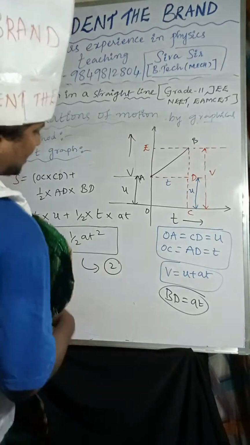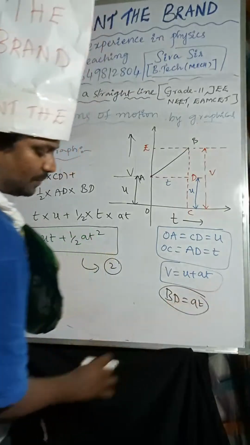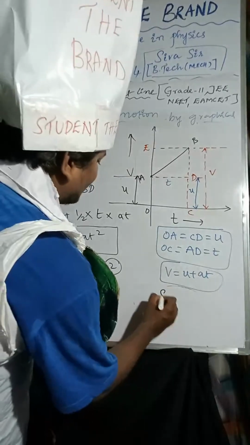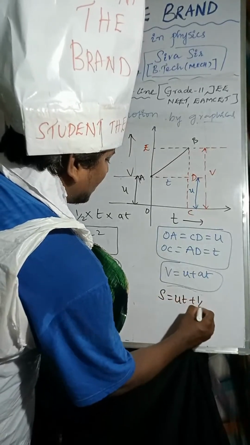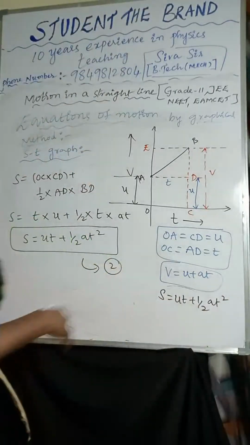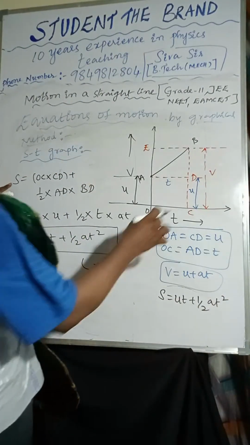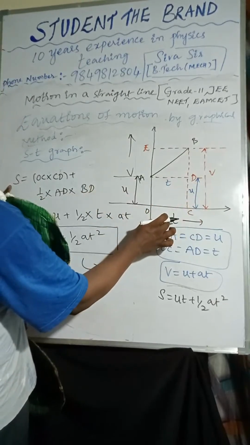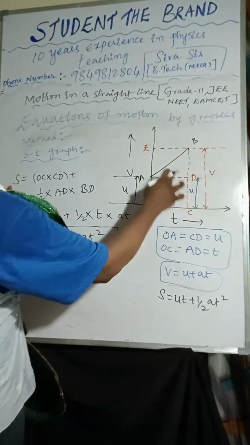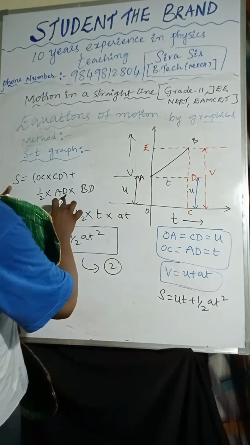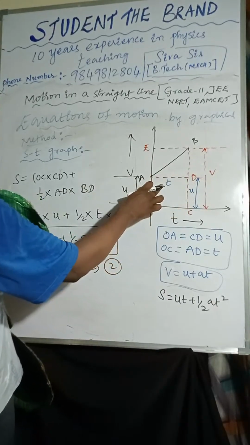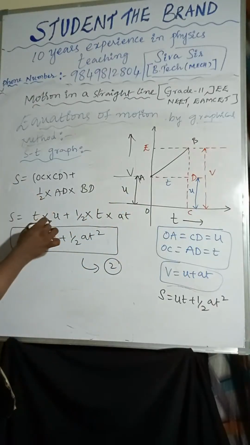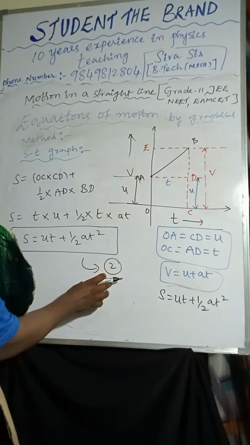So equation number 1 is V equal to U plus AT, and the next equation is S equal to UT plus half AT square. Coming to the derivation once again, the area is OC into CD, where OC equal to T and CD equal to initial velocity, plus half into base into height. Half into AD, AD is T, and BD is AT, which we already found. So S equal to UT plus half AT square. This is the second equation of motion.